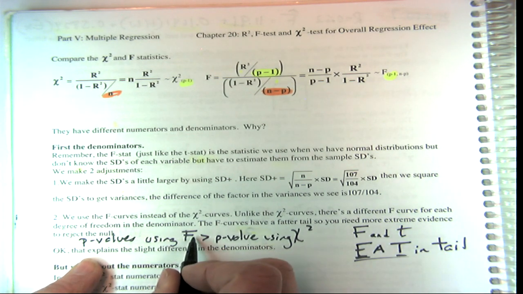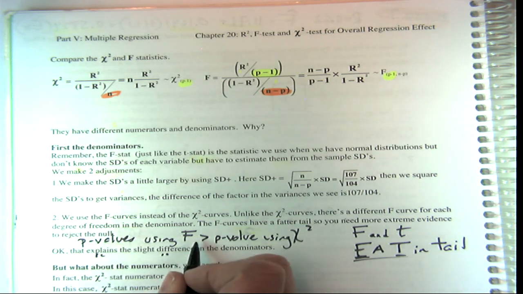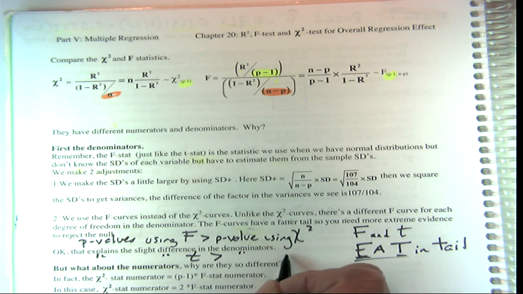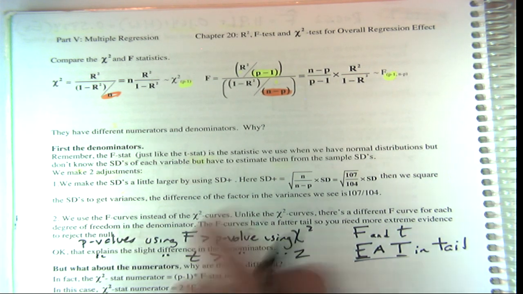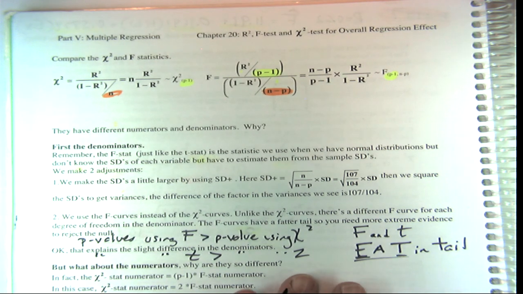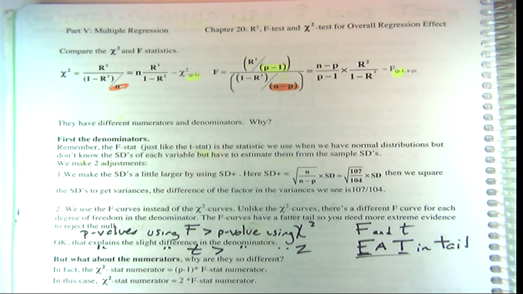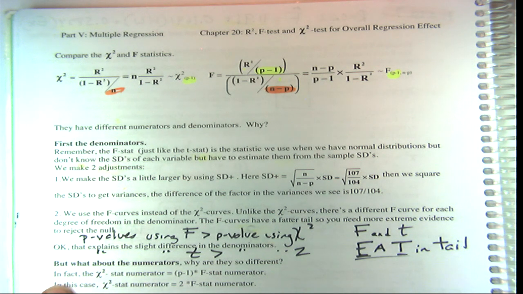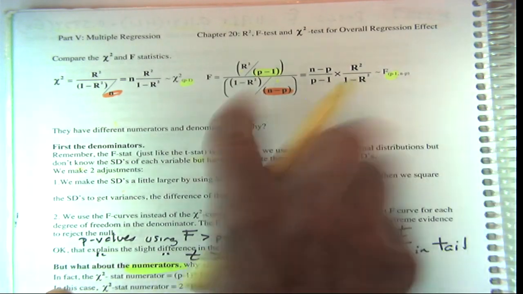So the p-value using F, it's the same as the p-value using what? t, is also greater than the p-value using z. It's the same thing. All right, so that explains the difference in the denominators, and it's just totally analogous to what we already talked about. But what about the numerators? Why are they so different? In fact, let's look at them, the numerators.